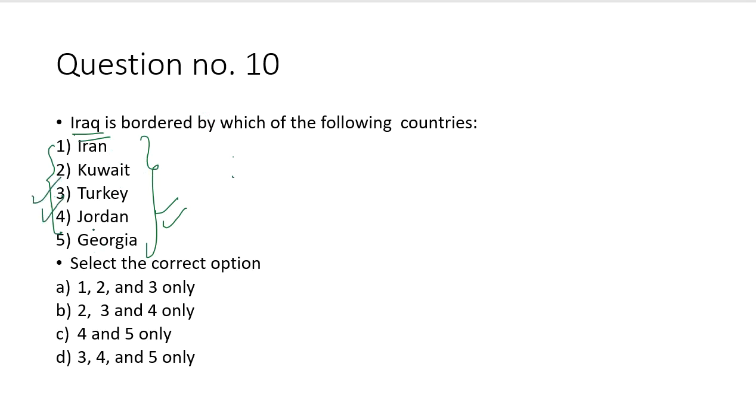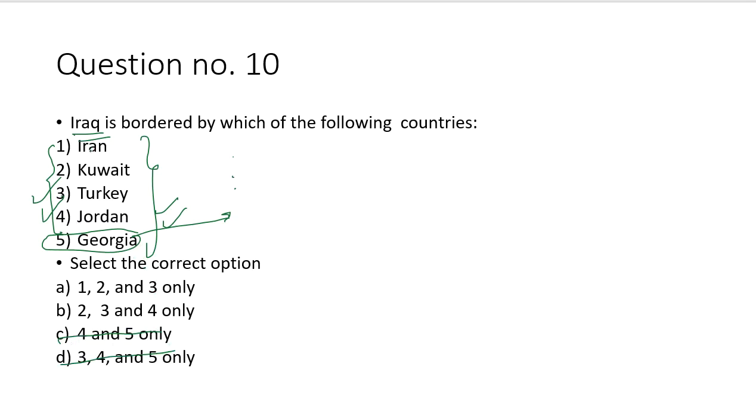In this kind of question, you start eliminating the options. Now, Georgia, as we remember, is a Caucasian country, and it is located between the Black Sea and the Caspian Sea. This is not bordering Iraq. So 5 is wrong, so this is out. Now we have two options left.